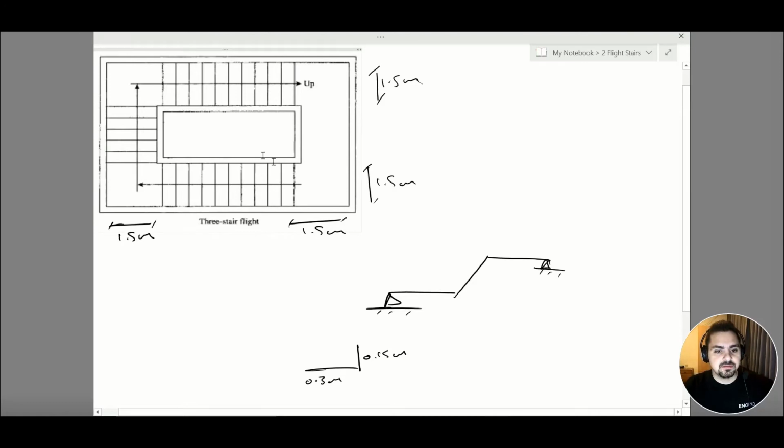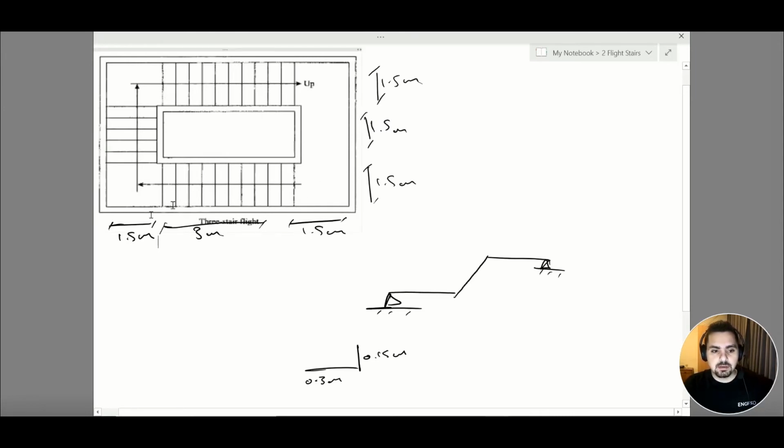Now, how can we find this dimension here? It's very simple and easy. We need to count the number of steps that I have. So it's 1, 2, 3, 4, 5, 6, 7, 8, 9, 10. So it's 10 steps times 0.3 meters, which is 3 meters. Now in our case here, it's 0.3 times 1, 2, 3, 4, 5, which is 1.5 meters here. And this is here.